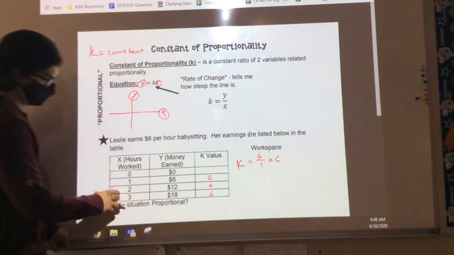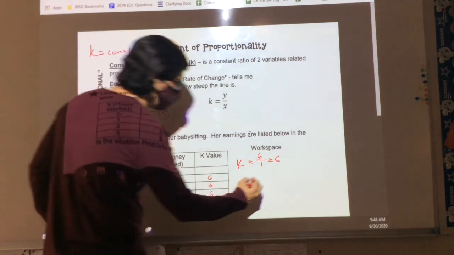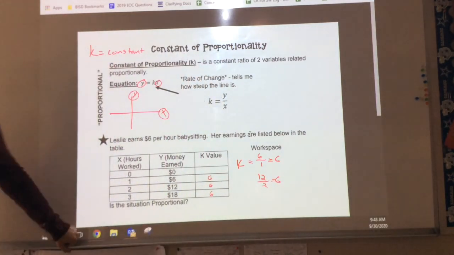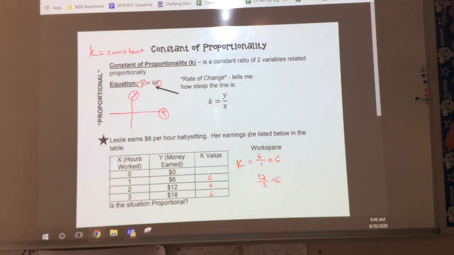Let's do it again. Let's do 12 divided by 2. Do we get that it's going to repeat over and over and over? It's always $6? Now let's talk about proportional.